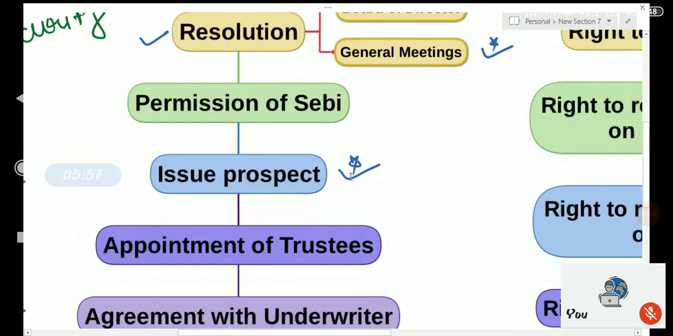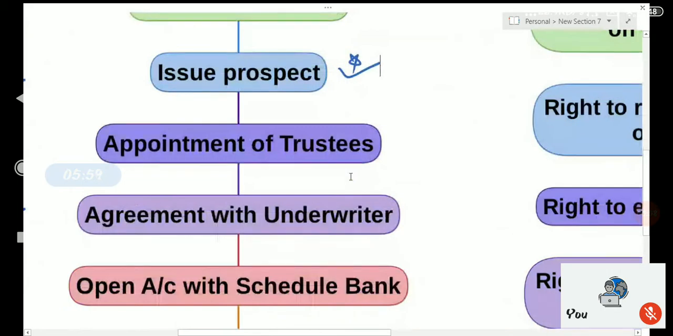Appointment of trustees. Debenture holders will never purchase the debenture if they are not assured that they will definitely get the amount back. If they are not assured, then at such point of time, definitely the debenture will remain unsubscribed.